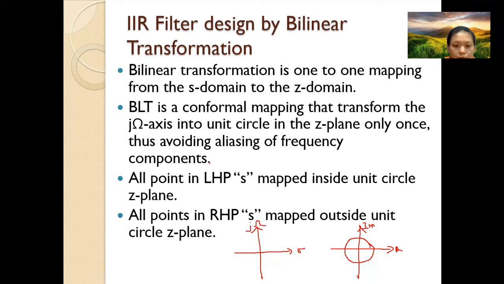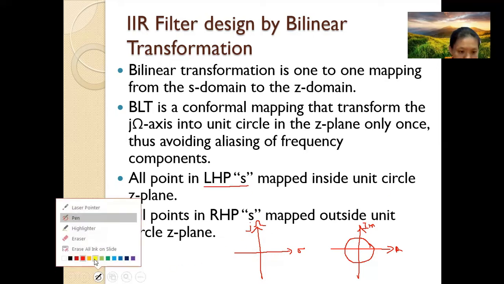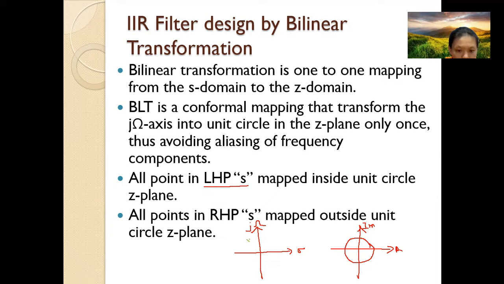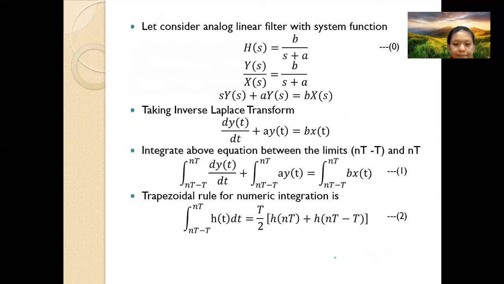Okay, so when the point is in the left-hand plane, it will map inside the circle. For example, it will have the point here at the left-hand plane, so it will map into the circle. For example, when we have the point at our right-hand plane, this blue point at our right-hand side, then it will map outside the circle. So it looks like this.